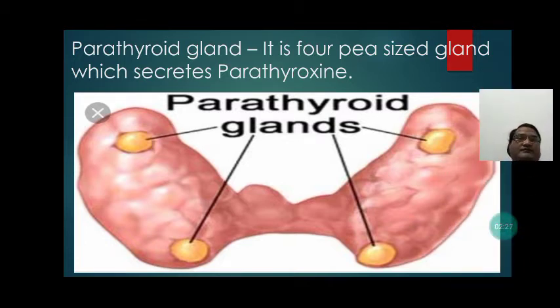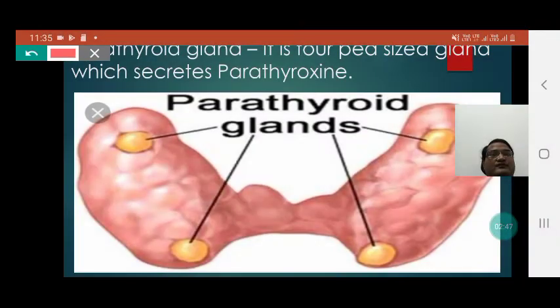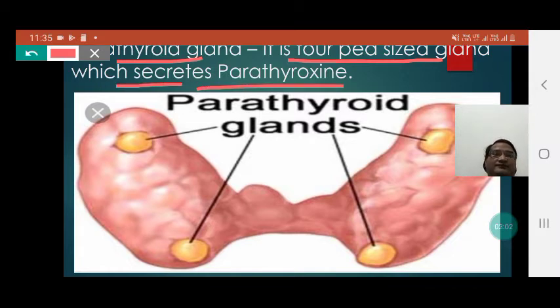Parathyroid gland. It is 4 pea-sized glands which secrete parathyroxine. So students, parathyroid gland generally is a collection of 4 pea-sized glands and the main function of which is to secrete parathyroxine.